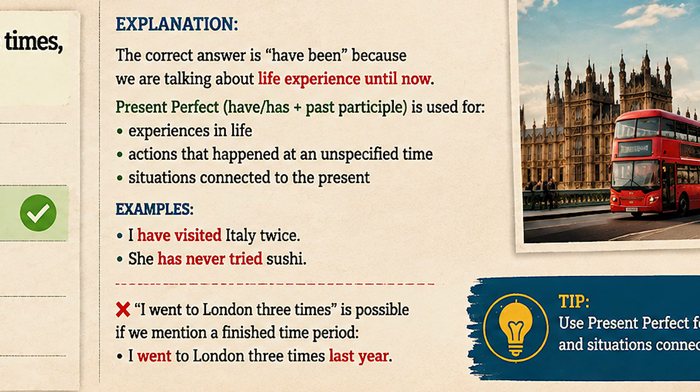In our sentence, I've been to London 3 times, we're talking about the speaker's experience in life up to this moment. The speaker has visited London 3 times, but the exact dates are not important. We don't mention the exact dates. That is why we use have been. In other words, present perfect tense.